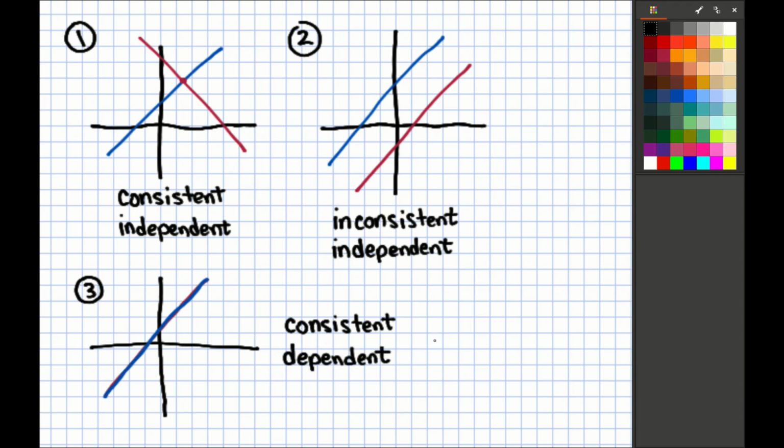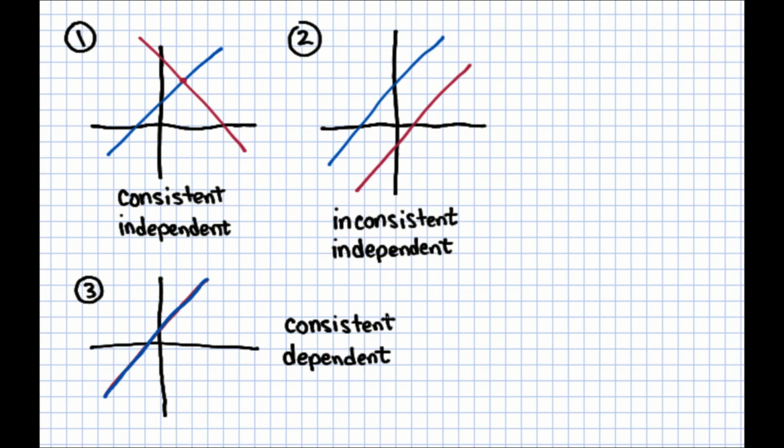Now the beautiful thing is this: it doesn't matter how many variables you have in your linear system. It has to be one of these three scenarios. You just can't go beyond these three scenarios. So a system of linear equations is either 1, consistent independent, 2, inconsistent independent, or 3, consistent dependent. And it doesn't matter how many variables you have. It's got to be one of these three exclusively. They're all mutually exclusive. So if you have one, you can't have two at the same time, and vice versa. So that's how that works.